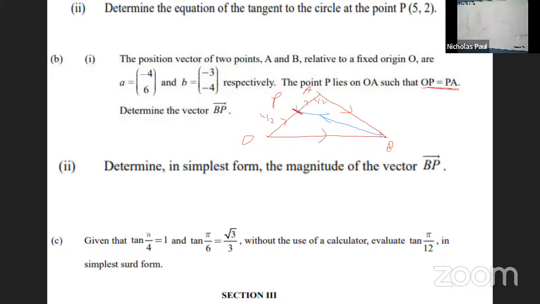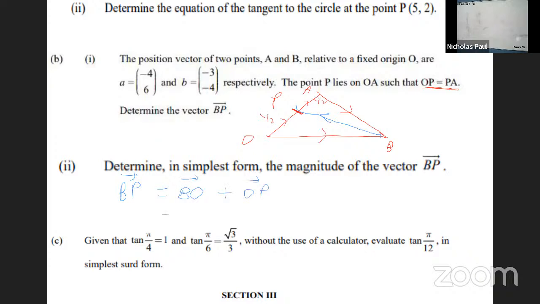How are we getting B to P? Anyway, B to P is what? B to P is BA. Yeah, but you don't find BA, it might be harder because we don't know BA. So could we go B to O, and then O to P?